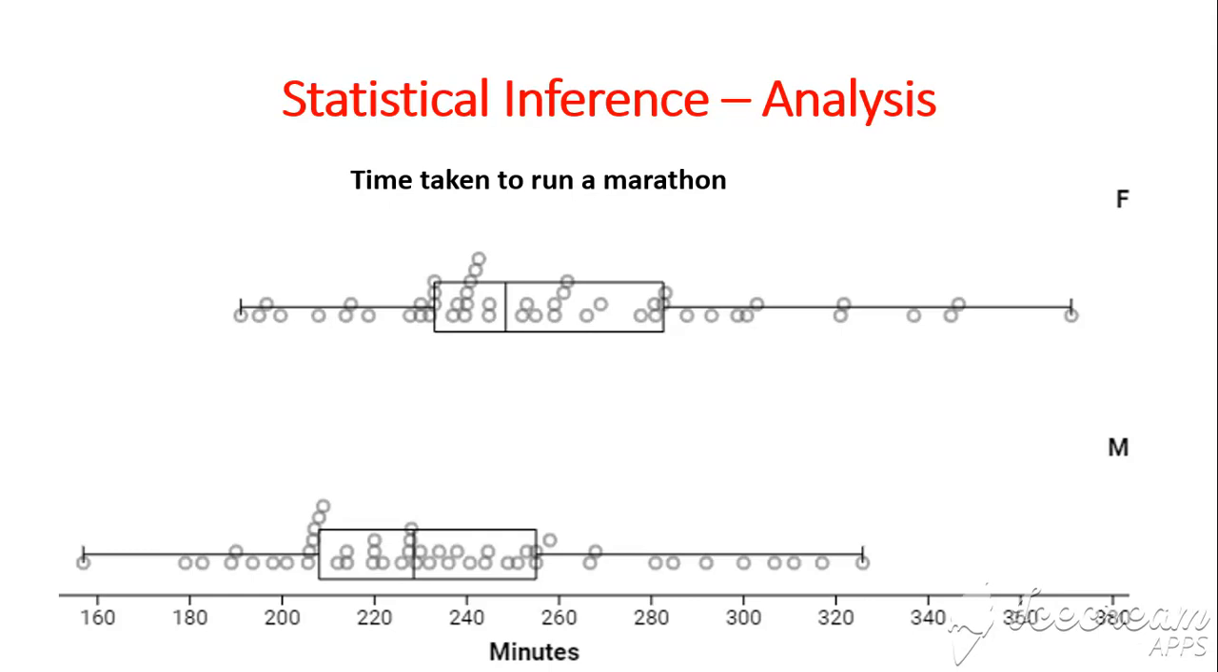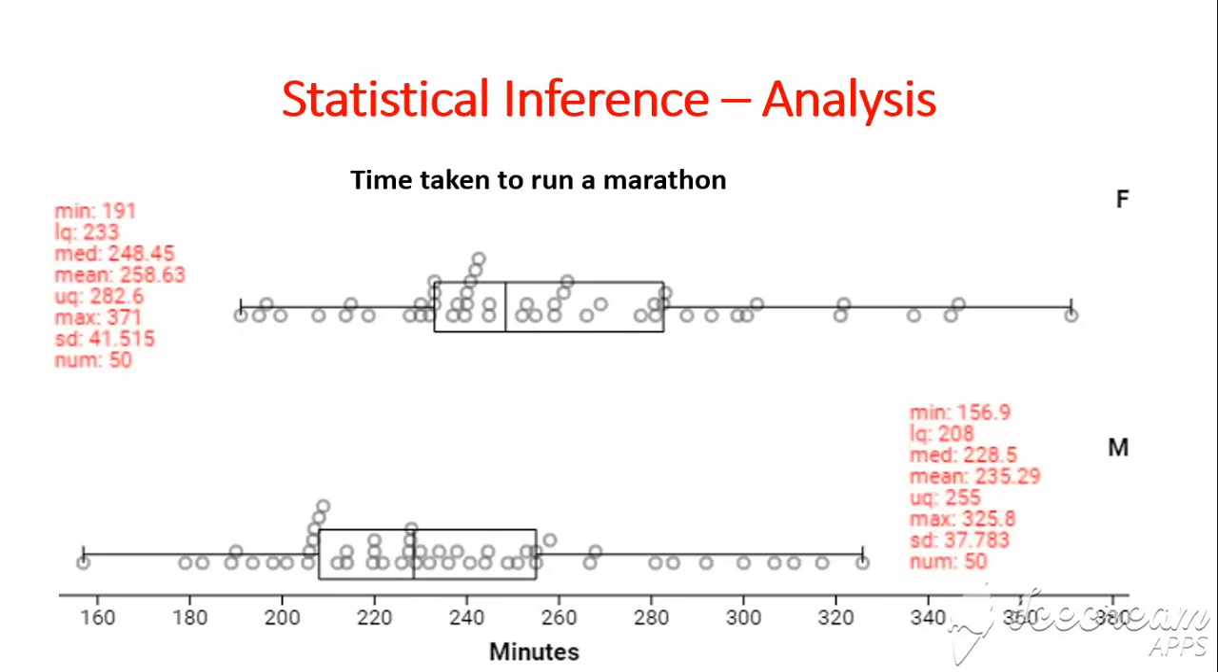So, a couple of examples to show you what we mean. Here's the time taken to run a marathon between females and males. Here's the statistics that the NZ graph pops up. Now the medians would be given straight away, and we can see that the median for the males is 228.5 minutes and the median for the females is 248.45 minutes. So the median for the females is further to the right and is greater than the males.